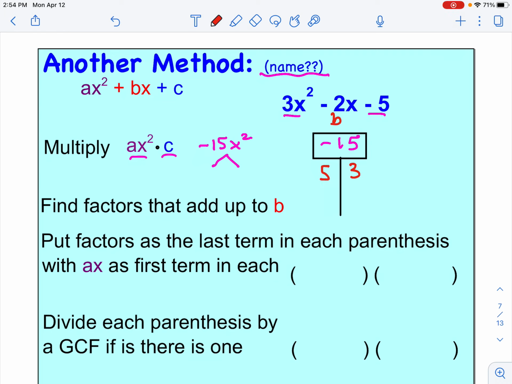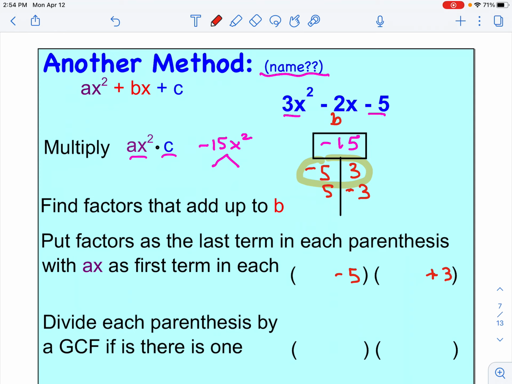So 5 times 3 would give 15, but one of them would have to be negative. Well, I already found the combination that works. So this is the combination that works. So now I put those factors as the last term in each parenthesis. So I'm going to put negative 5 and positive 3. This is similar to the other ones we've been working on.